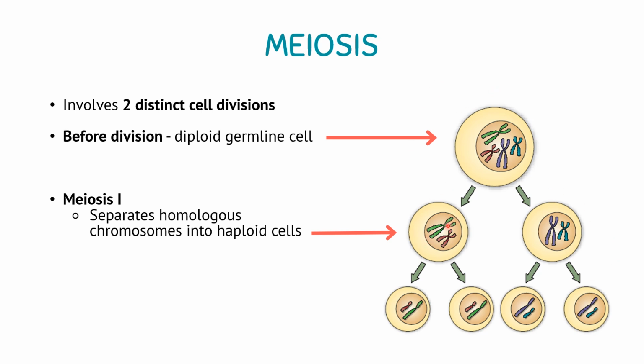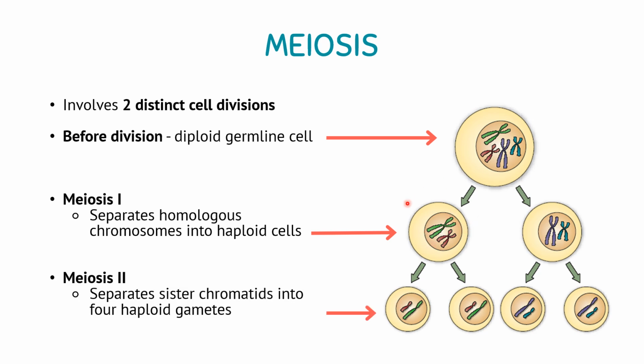But remember, they are still sister chromatids, so there's 2 chromatids attached together. And at the end of meiosis 1, these 2 haploid cells go on as inputs for meiosis 2. And so at the end of meiosis 2, we end up with 4 haploid gametes. So 1, 2, 3, 4. These sister chromatids separate, and there's only 1 copy, one single chromatid in each cell.